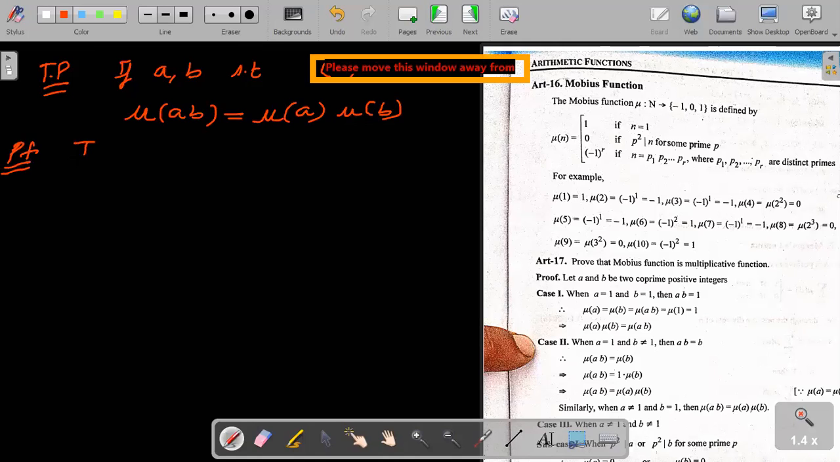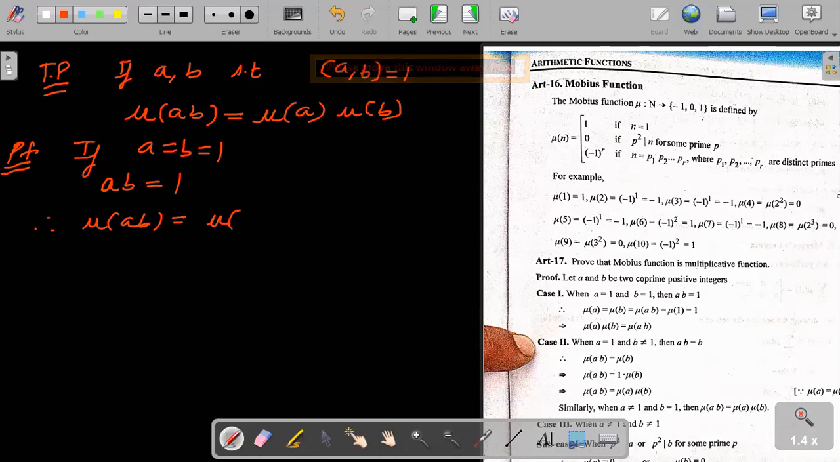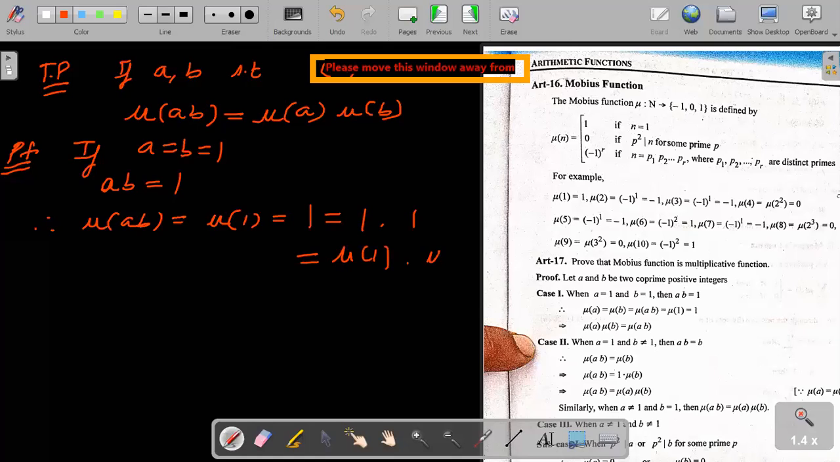Same. What can the first case be? If a is equal to b is equal to 1, then obviously in this case the product ab also becomes 1. So therefore mu of ab will be mu of 1, and what is mu of 1? 1. So again I can write 1 as 1 into 1. So you see this 1 is mu of 1, mu of 1, and we took a as 1 and b as 1. So you see mu of ab is equal to mu of a into mu of b.